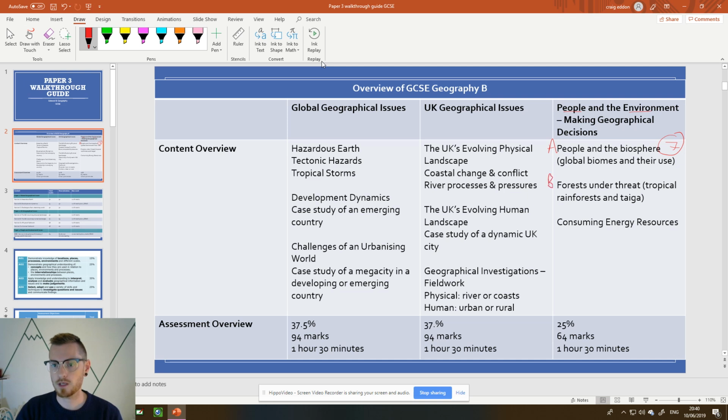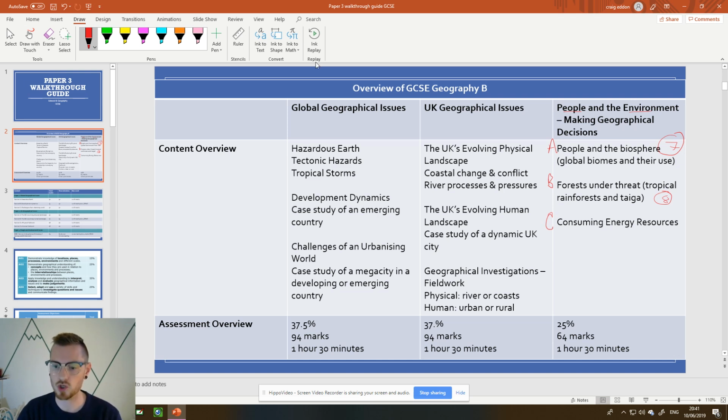Section B is going to be forests under threat, and that is where you're looking at two contrasting biomes. You've got your tropical rainforest biome and your taiga biome. Remember, the taiga is also referred to as the boreal biome, basically our snow forests. In our revision materials and Seneca, that is referred to as Topic 8. And our very last topic on our GCSE Geography course is consuming energy resources, and that is Section C.